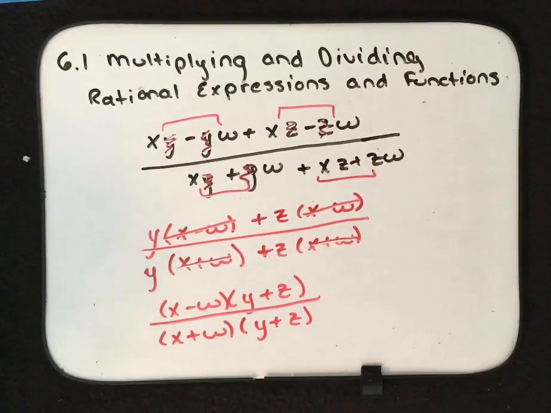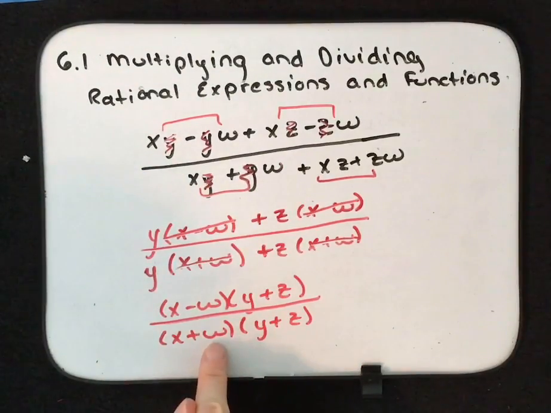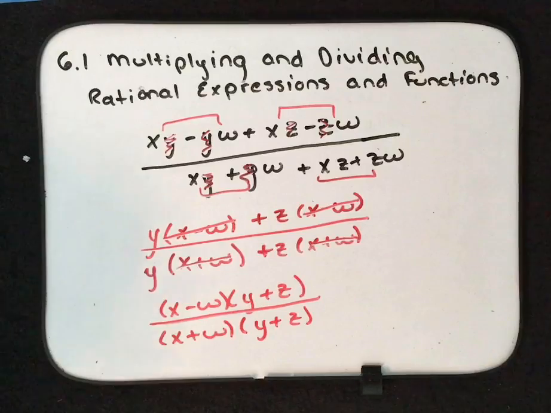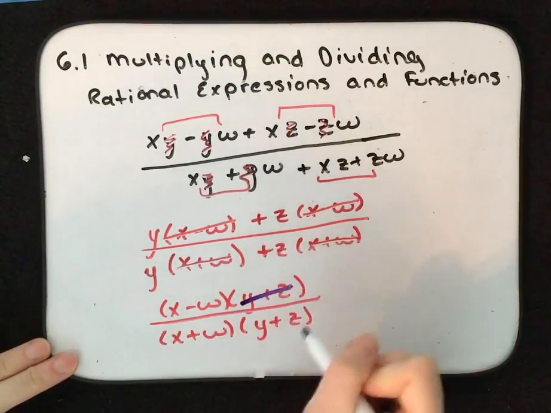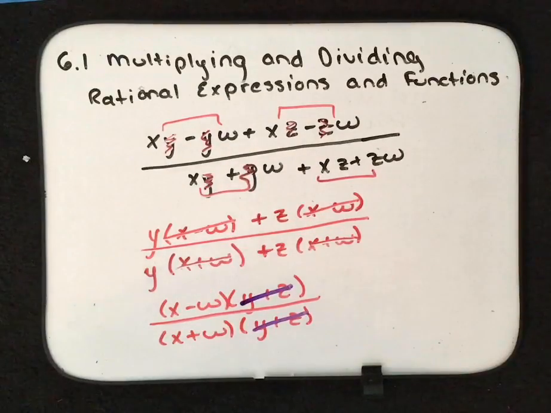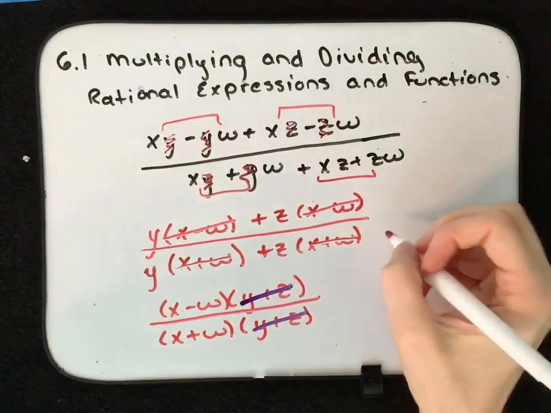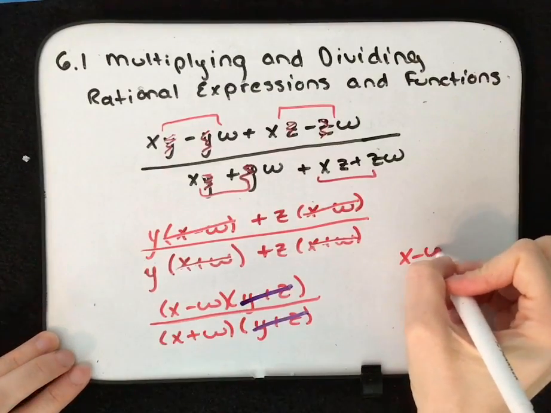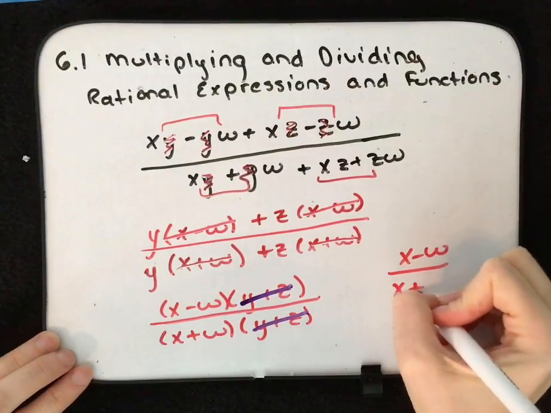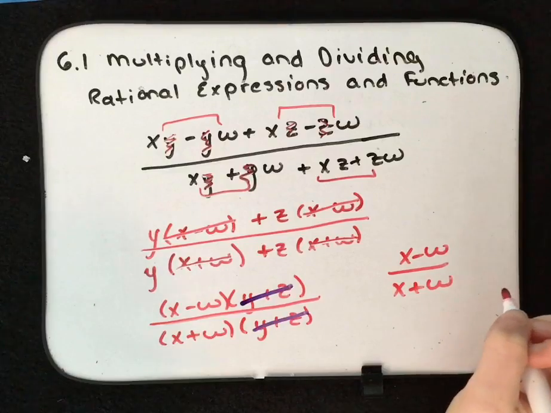Now we have everything joined by multiplication. We have changed it from all of our terms right here. We have it in factored form. So now we can look and see what is in common between the numerator and the denominator. I see a y plus z and a y plus z. So those can cancel because y plus z over y plus z simplifies to just 1. And that gives us x minus w over x plus w as our final simplified result.